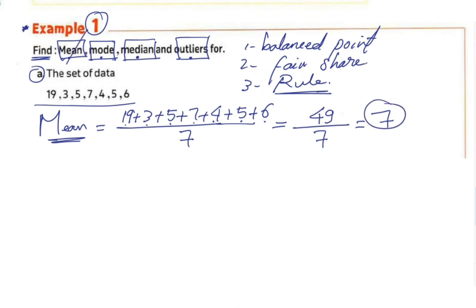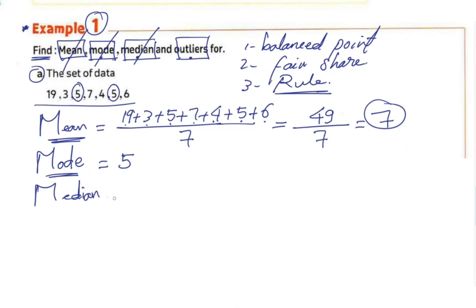That's the first question. Now to find the mode. The mode is the most repeated value. Look here, what is the repeated value? Just 5 and 5. So 5 is the mode of these values. Now I need to find the median.